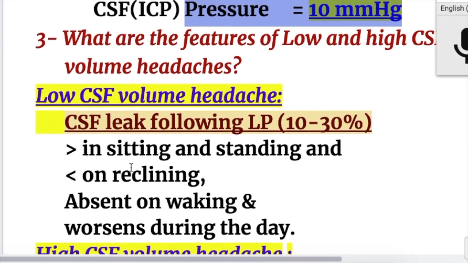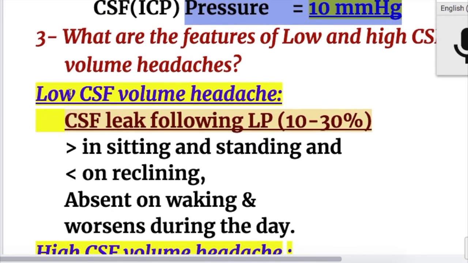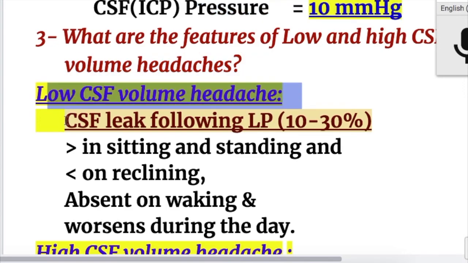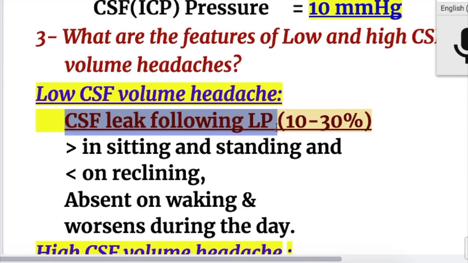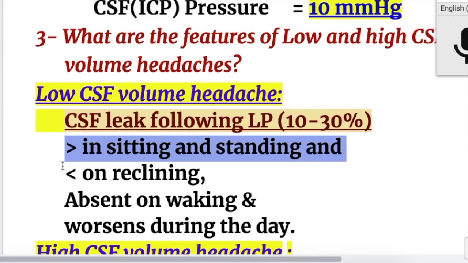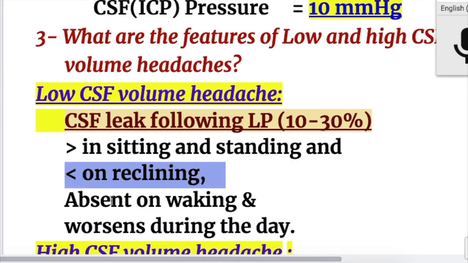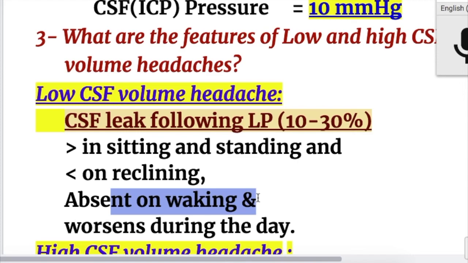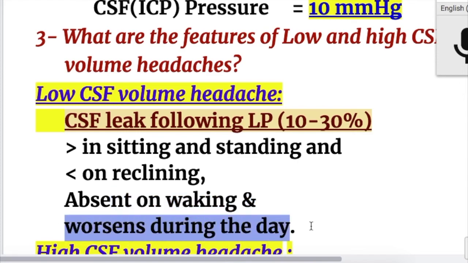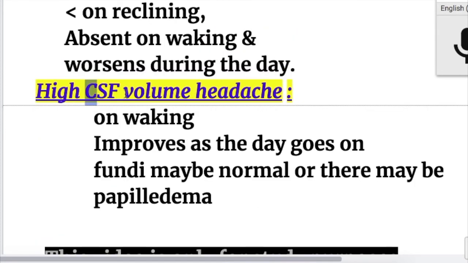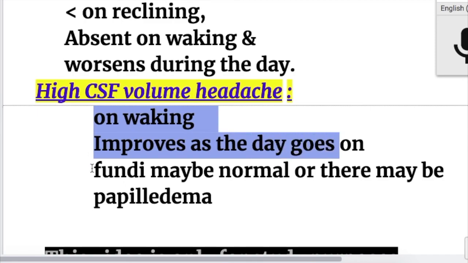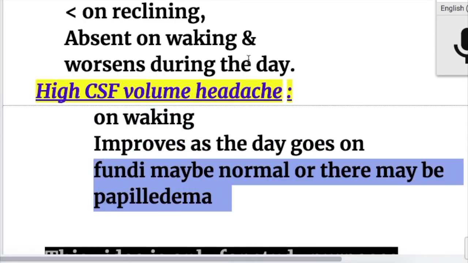Now, what are the features of low and high CSF volume headache? The features of low CSF volume headache: it's caused by CSF leak following a lumbar puncture most commonly, and it's more in sitting and standing position and less on reclining, and it's absent on waking in the morning and worsens during the day. Now, the features of high CSF volume headache: this type of headache occurs on waking and improves as the day goes on. Fundi may be normal, or there may be papilledema.